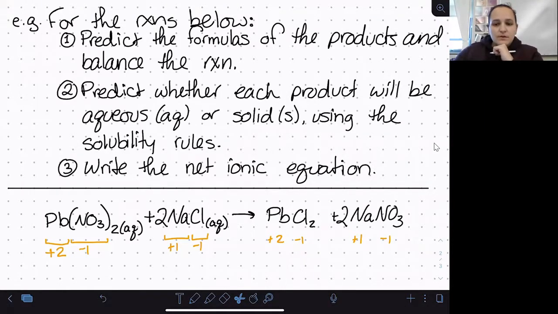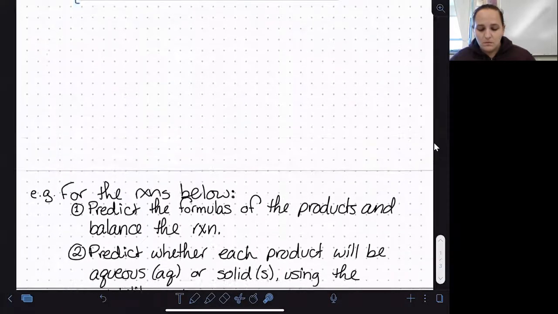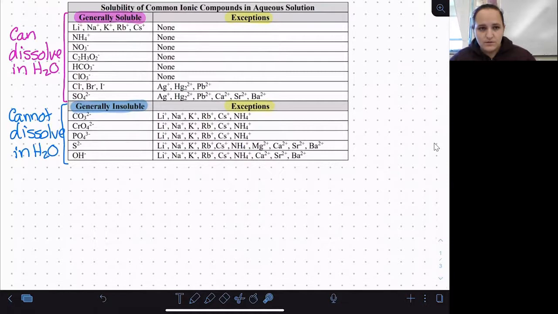So to determine whether each of these products is soluble or insoluble, we're going to want to consult the solubility rules. Looking at our first product here, we have lead and chloride as our 2 ions. If we go back up here and take a look at our solubility rules, you will find that there is no rule specific to lead, but we do have chloride right here.